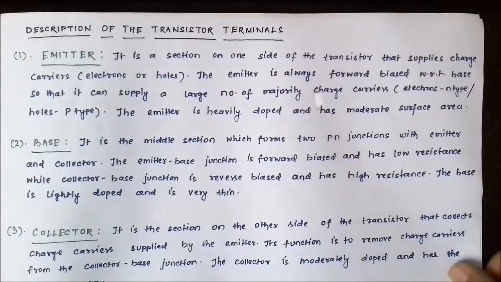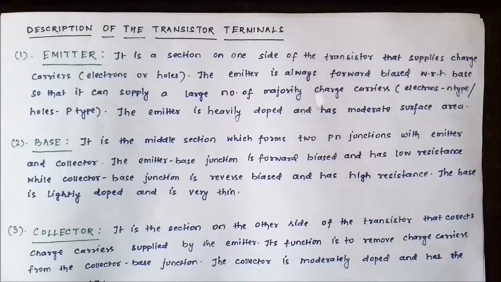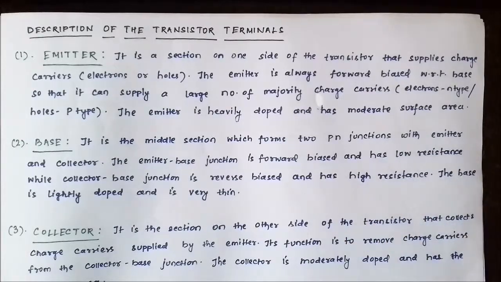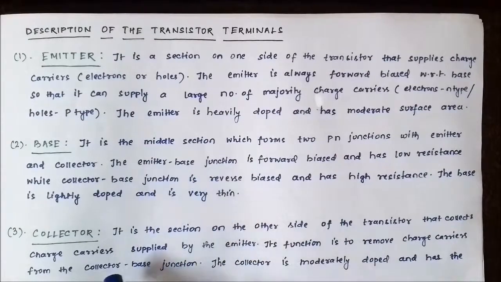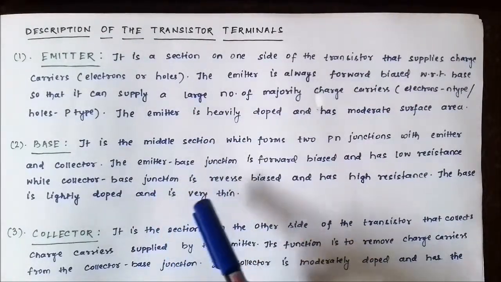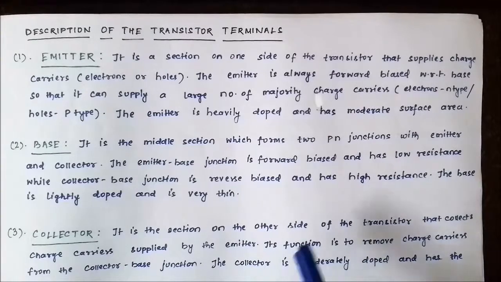Then we have the base, which is the middle section of the transistor. The base forms two PN junctions, one with the emitter and the other with the collector, regardless of whether it is a PNP or an NPN transistor. One characteristic feature of the transistor is that the emitter-base junction, or the input junction, is always forward biased, and as a result it offers a low resistance path to the charge carriers, whereas the output junction, or the collector-base junction, is reverse biased, and therefore it offers very high resistance to the charge carriers.